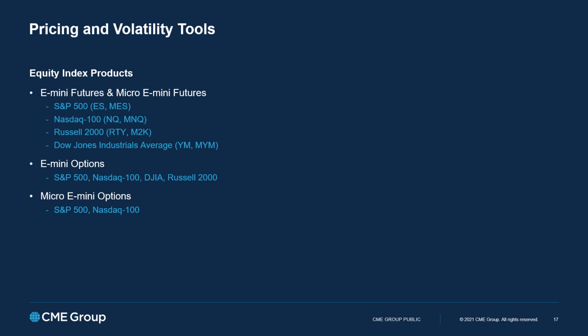So it's kind of like there's something for everybody. The E-mini is a fairly large contract in terms of notional value. The micro is 1/10 the size of the E-mini in all of those four different futures. And then we have E-mini options on all 4 of those indices, and then we have micro options on, like I said, the S&P 500 and the NASDAQ.